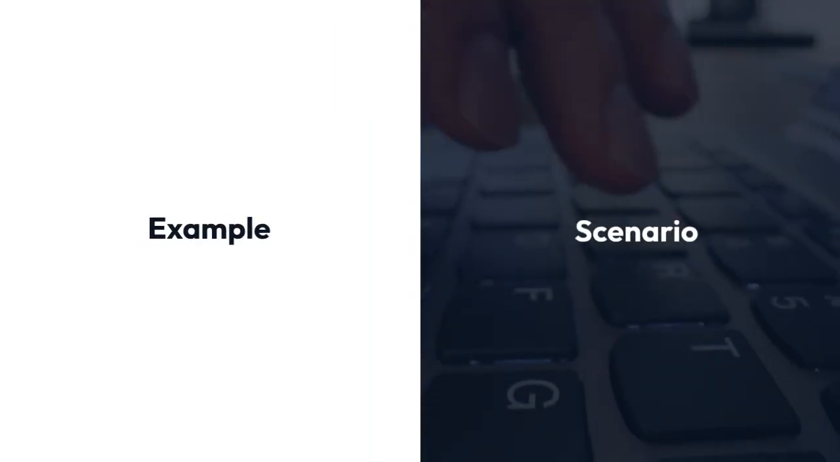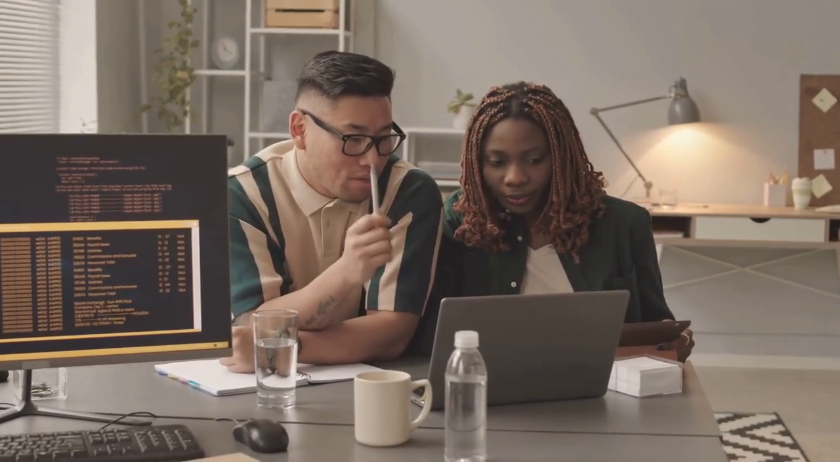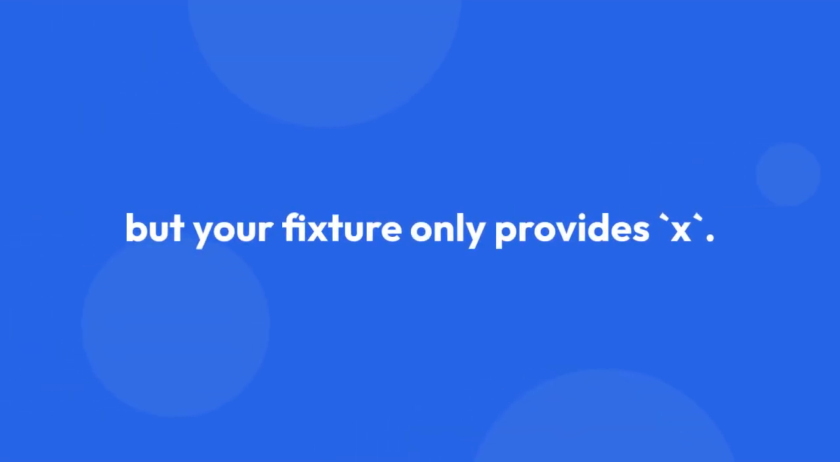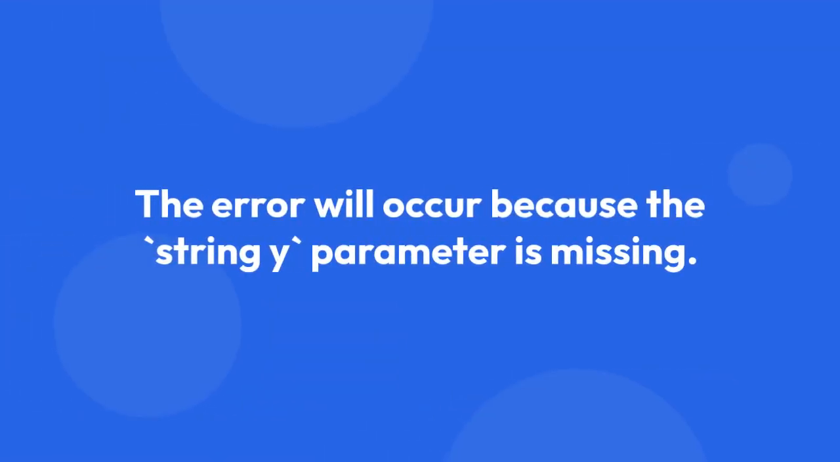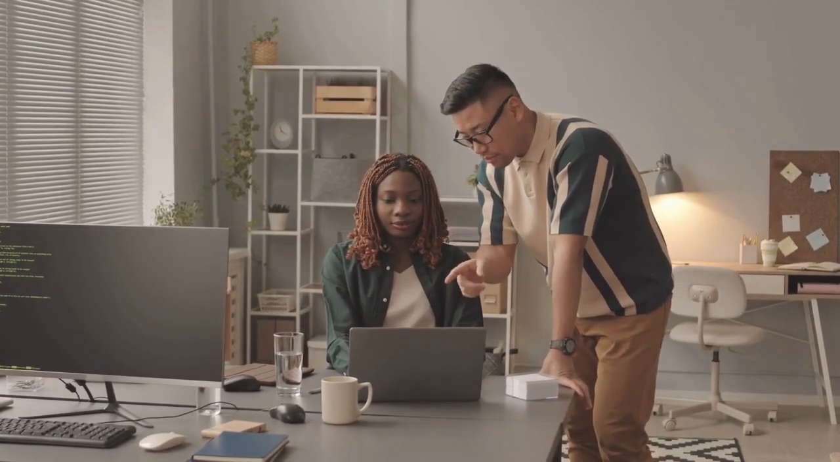5. Example. Scenario: let's say your constructor is public MyClass(int x, string y), but your fixture only provides x. The error will occur because the string parameter is missing. The fix would be to include a string value in your fixture for the y parameter.